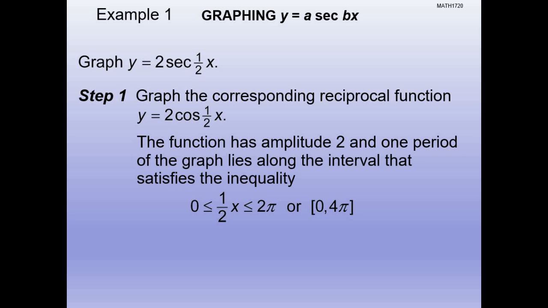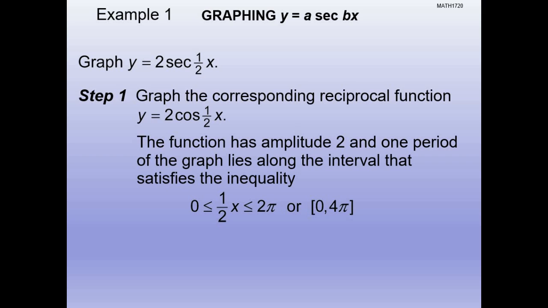So we have to find out what's happened now. Remember from sine and cosine, when we graph these, we have to do two parts of the inequality here. So we're going to do 0 is less than or equal to 1/2 x and solve for x. And then we're going to do 1/2 x is less than or equal to 2 pi. That's going to give us our asymptotes.